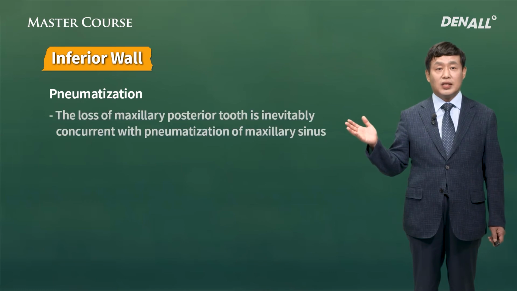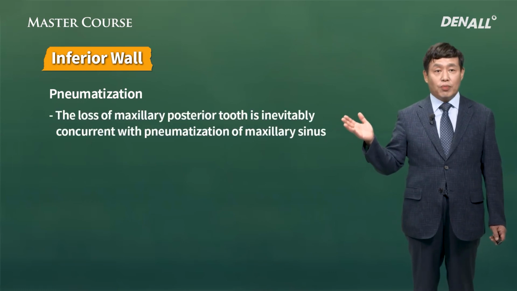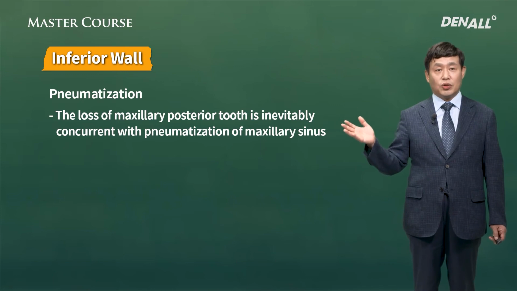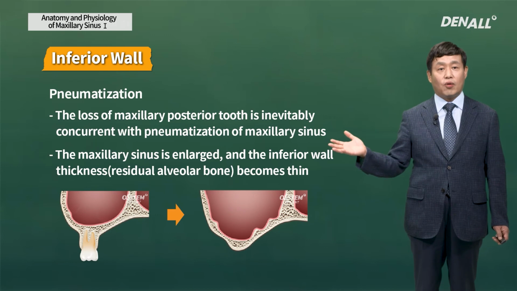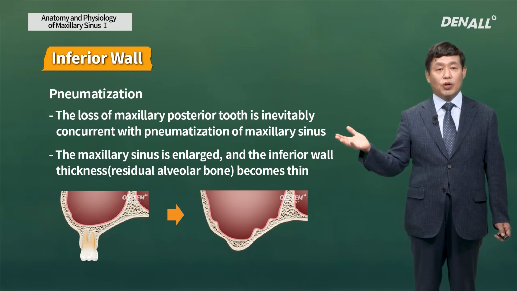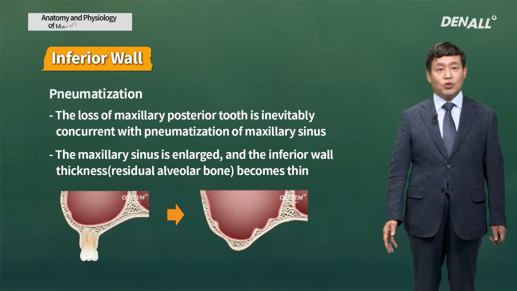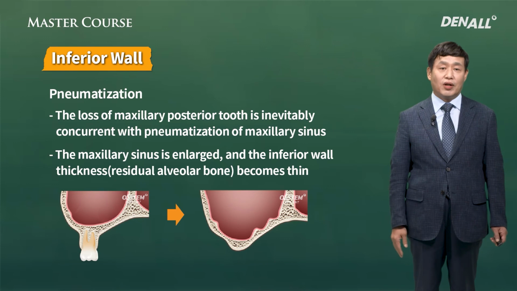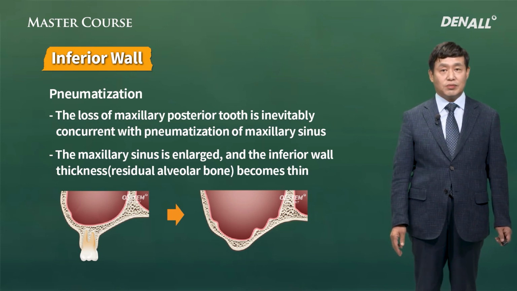Pneumatization can occur. The loss of maxillary posterior teeth is inevitably concurrent with pneumatization, and the maxillary sinus is enlarged, and the inferior wall thickness becomes thin. So with pneumatization, the lateral wall tends to get thinner.